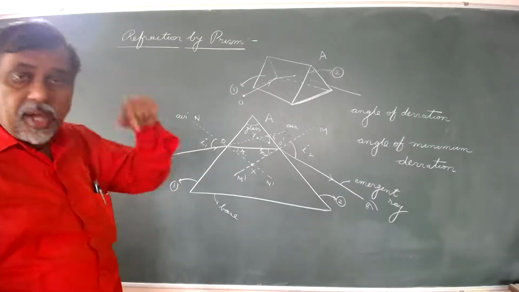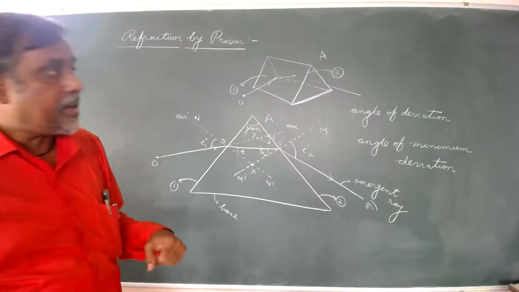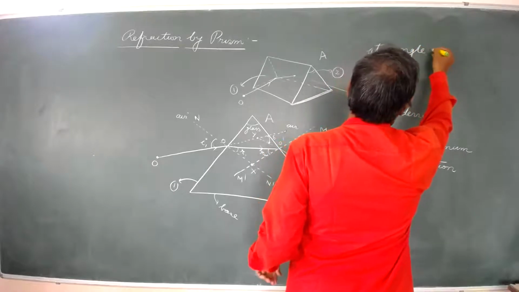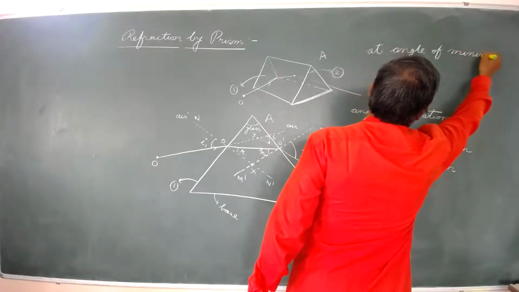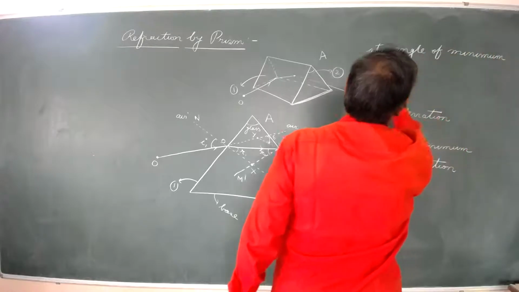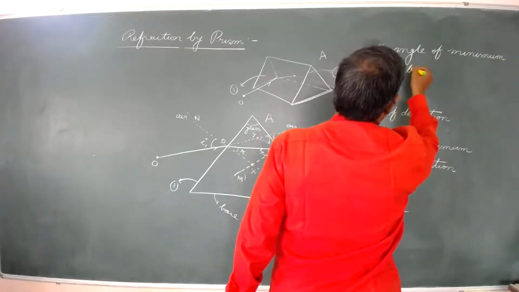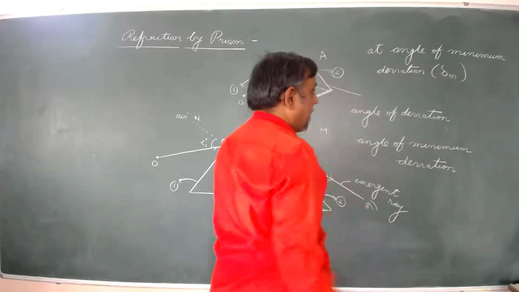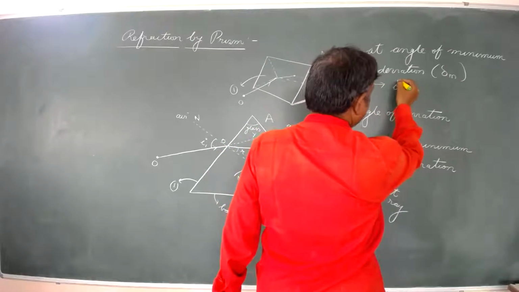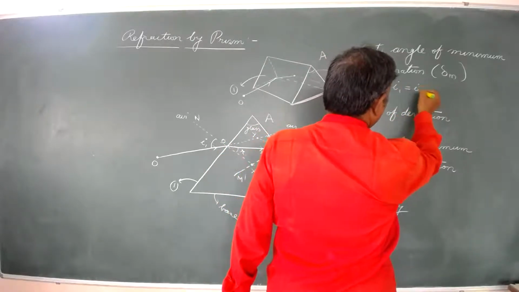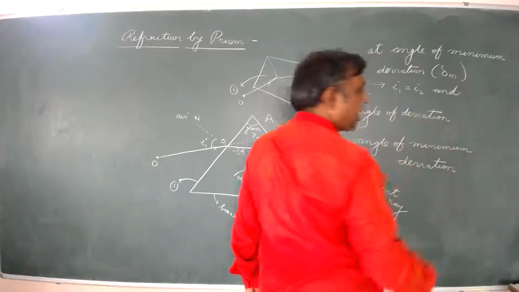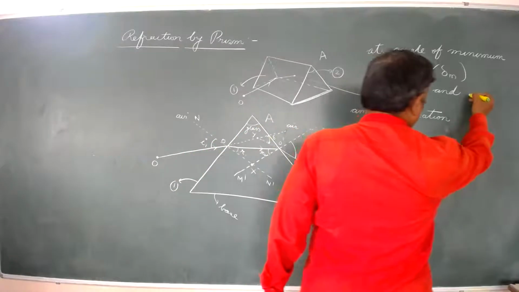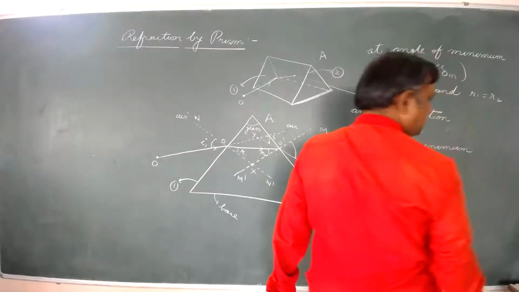Now, at the angle of minimum deviation, what happens? Remember, this angle of minimum deviation we will represent as delta m. At delta m, we see practically that I1 will be equal to I2. When I1 and I2 become equal, ultimately R1 and R2 will be equal. Got it? So R1 is also equal to R2.